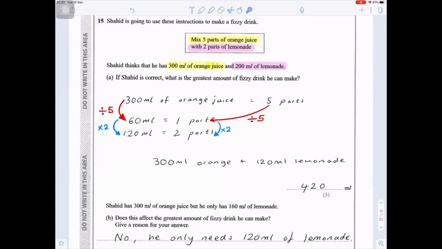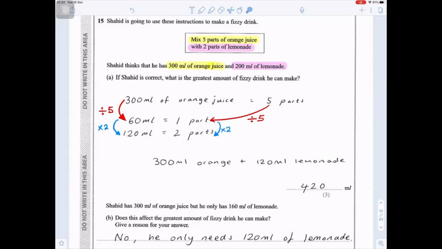Question number 15. Shahid is going to use these instructions to make a fizzy drink. Mix 5 parts of orange juice with 2 parts of lemonade. Shahid thinks that he has 300 milliliters of orange juice and 200 milliliters of lemonade. If Shahid is correct, what is the greatest amount of fizzy drink he can make?